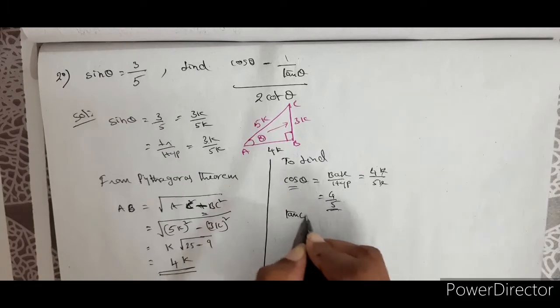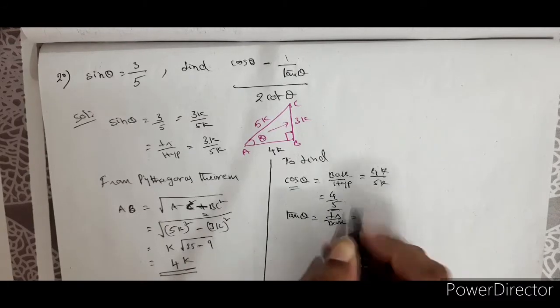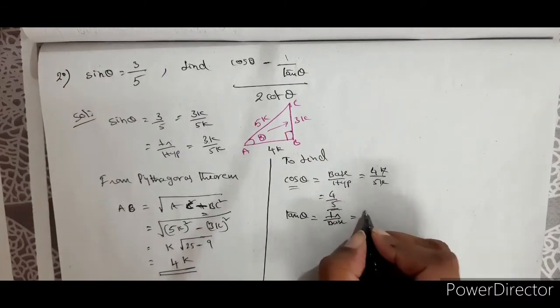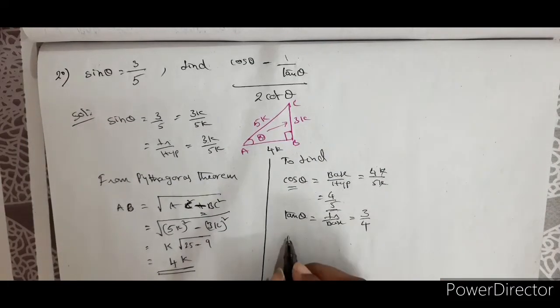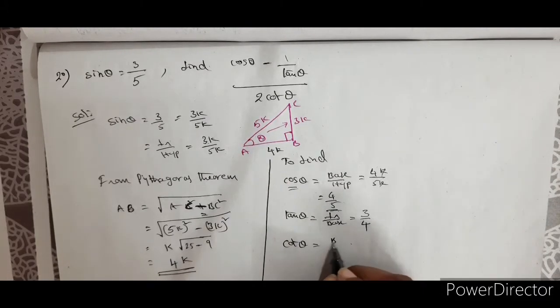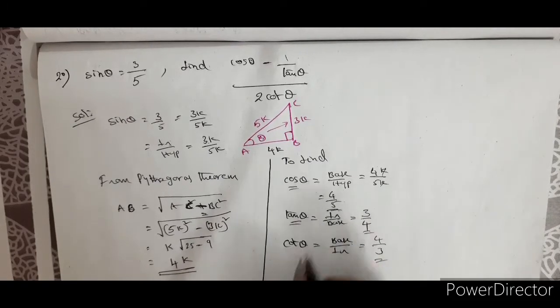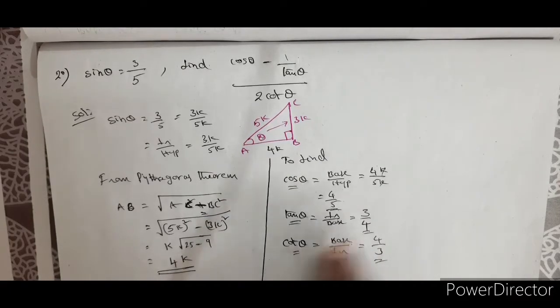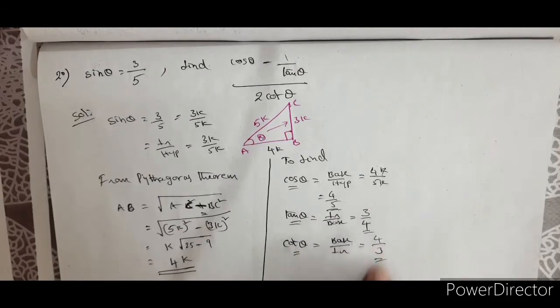Next one is tan theta. Tan theta is equal to perpendicular by base. Right, what is perpendicular? 3k by 4k, that is equal to 3 by 4. I am writing directly. Right, and the next one is cot theta. You can use base by perpendicular, or you can say it is 1 by tan theta, therefore it is 4 by 3. So now you have got the values of cos 4 by 5, tan 3 by 4, cot 4 by 3.